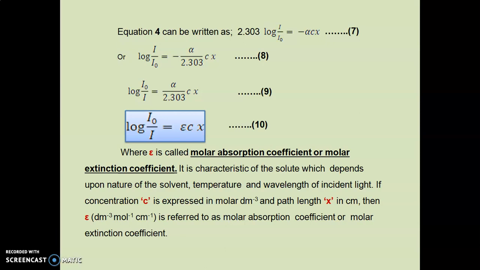Now what is epsilon here? Epsilon is called molar absorption coefficient, or it is also called as molar extinction coefficient or molar absorptivity. It is the characteristic of the solute which depends upon the nature of the solvent, temperature and wavelength of the incident light. Now if you express the concentration in mole per decimeter cube and the path length x in centimeter, then the unit of epsilon becomes decimeter cube per mole per centimeter, and it is referred to as the molar absorption coefficient or molar extinction coefficient.